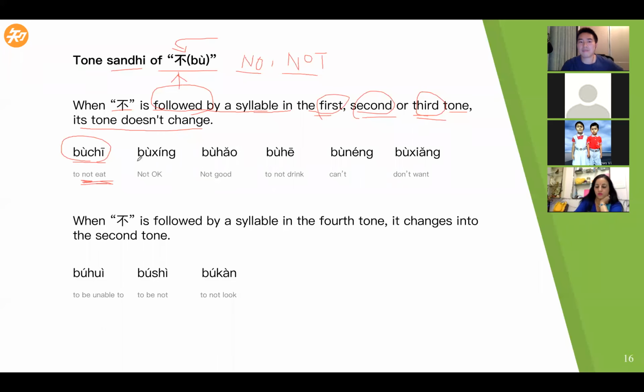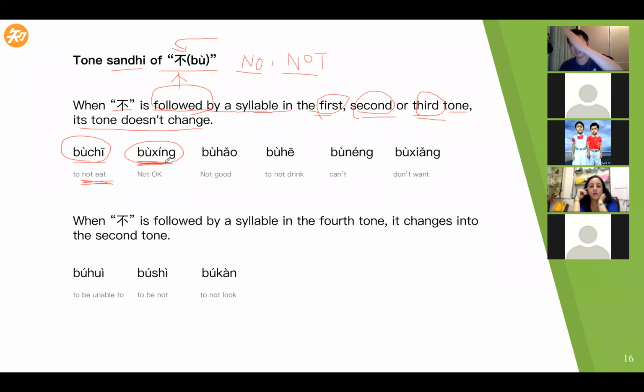Okay, the next one. 不行. Bu, the second tone. 不行. The second tone, 不行 goes up.